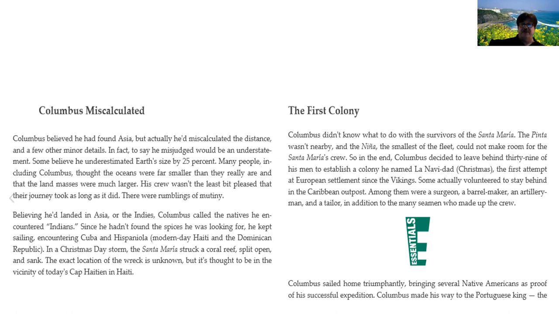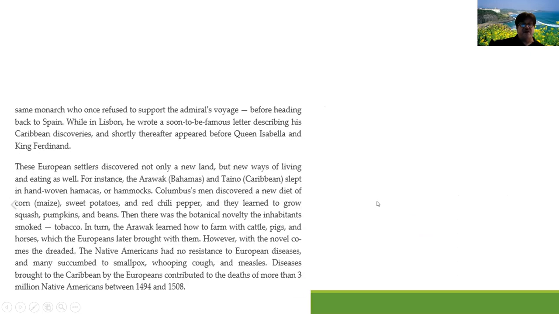Okay. So again, reading here, Columbus made his way to the Portuguese king. Again, he's returning to the same monarch. Again, monarch means king. Who refused to support the admiral's voyage. So that's the title he had, admiral, which is higher than captain. Before heading back to Spain, while in Lisbon, the capital of Portugal, he wrote a soon-to-be famous letter describing his Caribbean discoveries, and shortly thereafter appeared before Queen Isabella and King Ferdinand. Okay.